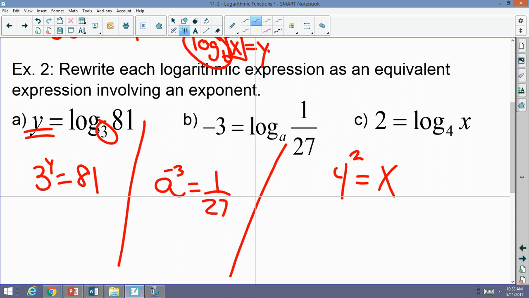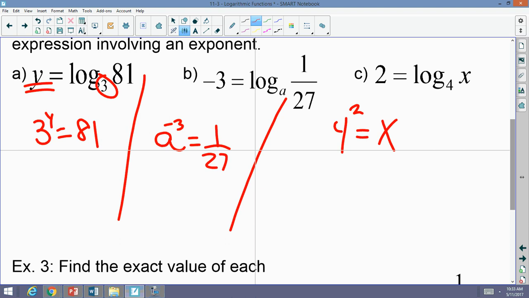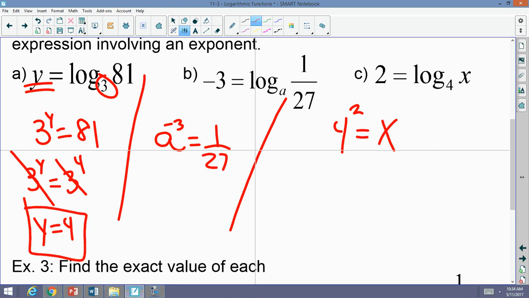Now we're going to learn how to solve these very soon, but it's very simple, okay? For example, let's just get a little ahead. This is 3 to the y power. 81 can be turned into 3 to the 4th power. Whenever you have an exponential equation and both bases are equal, they cancel and y would equal 4. Ding dong, the witch is gone.